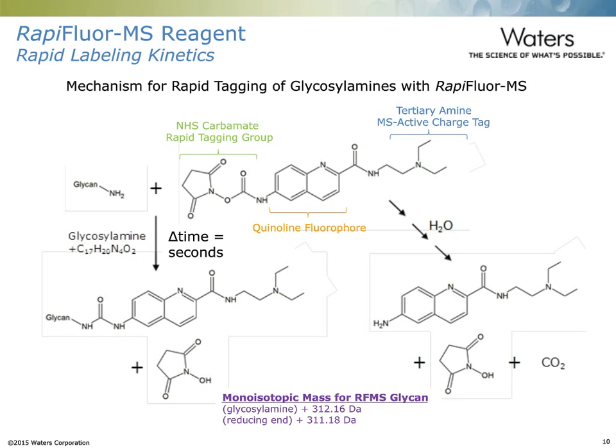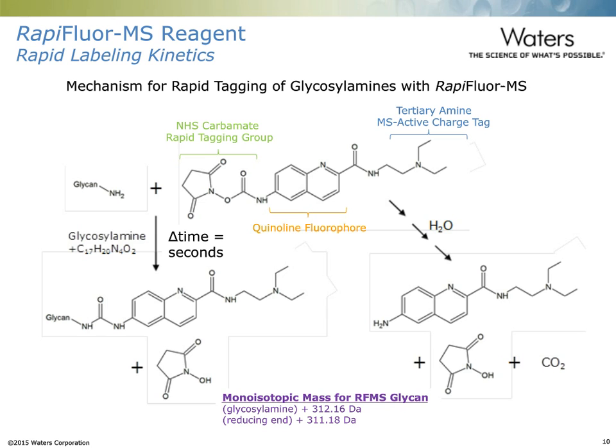So this is the chemical process by which we go about tagging released N-glycans using RapiFluor-MS or RF-MS. In the upper left, we have our glycan released as a glycosylamine, and we are going to add our RF-MS, and that will react with the glycosylamine and we'll wind up with a labeled glycan, and that's shown on the lower left.